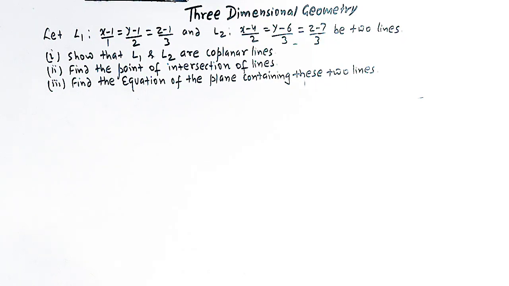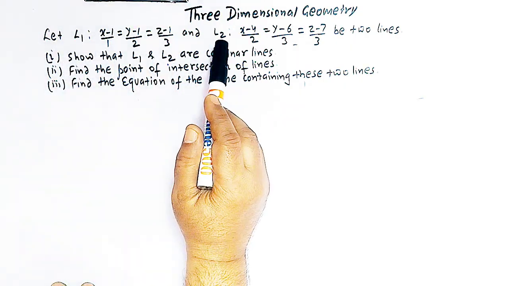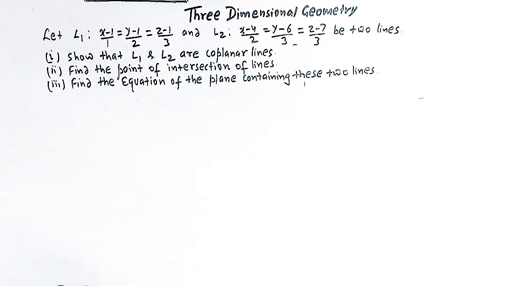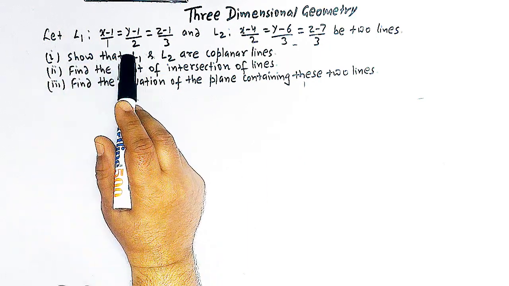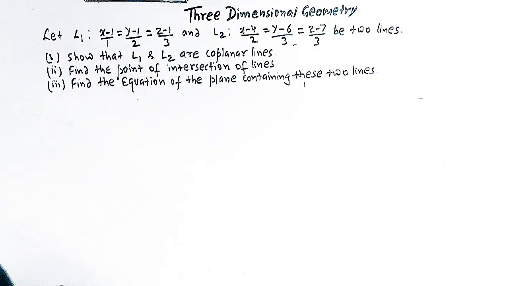Hello viewers, in today's session we are going to discuss an important concept from three-dimensional geometry with the help of this problem. So here we are given two lines L1 and L2 whose equations are given in symmetric form, and here we have to show that these two lines are coplanar lines, right?